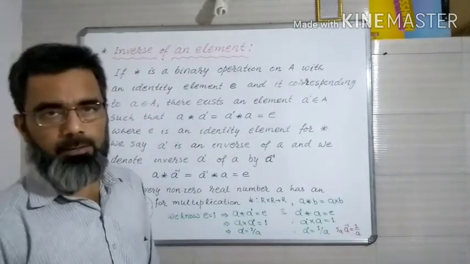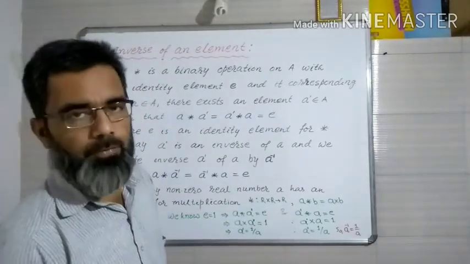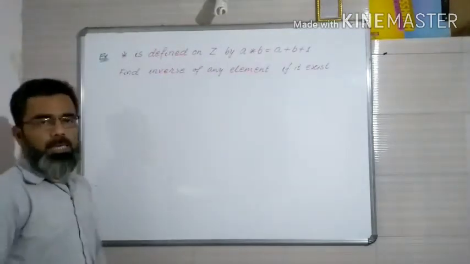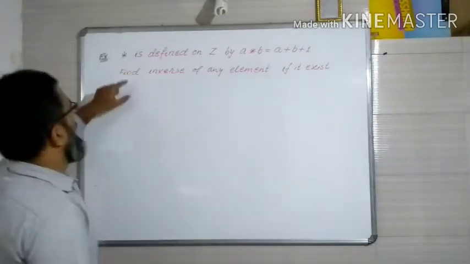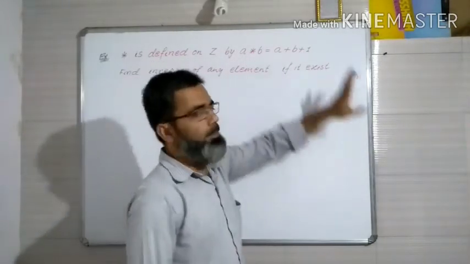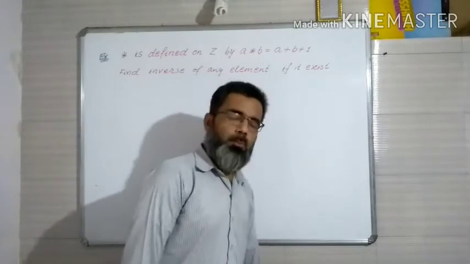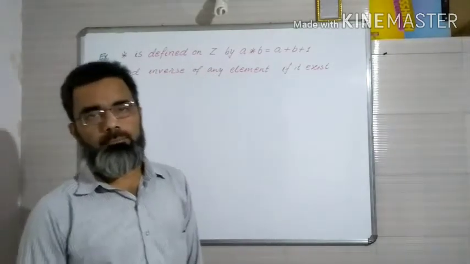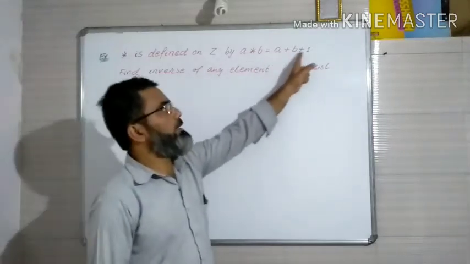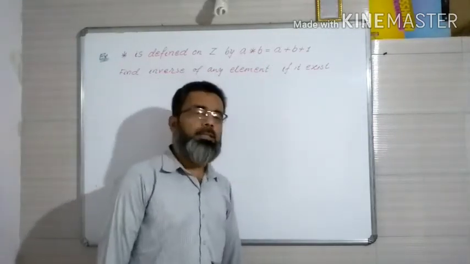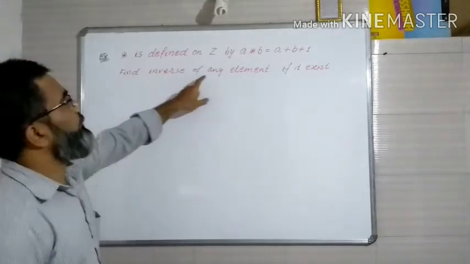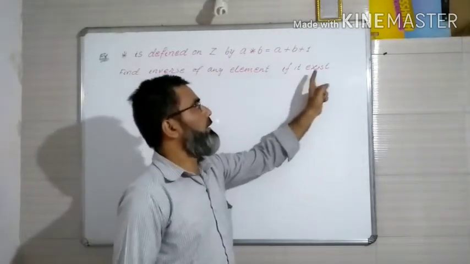इनवर्स फाइंड करने के लिए, इनवर्स ऑफ एन एलिमेंट फाइंड करने के लिए। ठीक है, तो वही एग्जांपल लेते हैं। चलो दोस्तों, यहाँ पे क्या पूछा गया है? स्टार इज डिफाइंड ऑन Z by A star B is equal to A plus B plus 1. Binary operation is defined on integer set Z, and operation's formula is A plus B plus 1. Find inverse of any element if it exists.